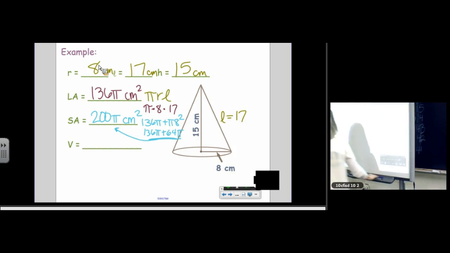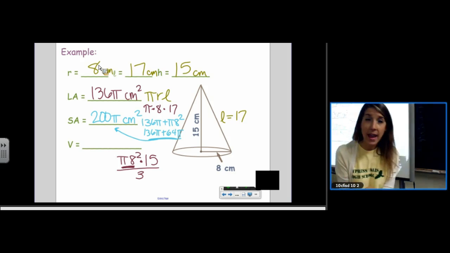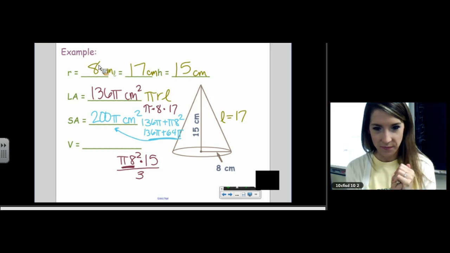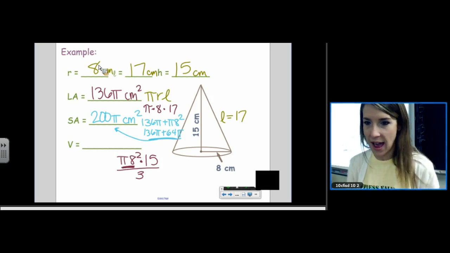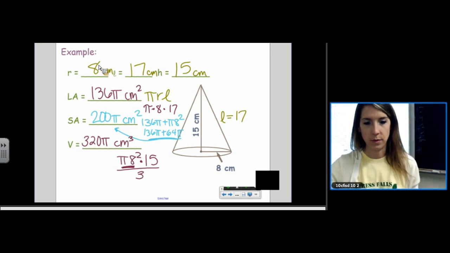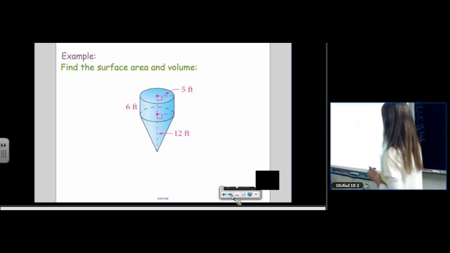Volume, pi r squared, so that's base, times height divided by 3. Area of the base times the height, not the slant height, divided by 3. 320 pi centimeters cubed. All right, now let's try one that is a composite figure.